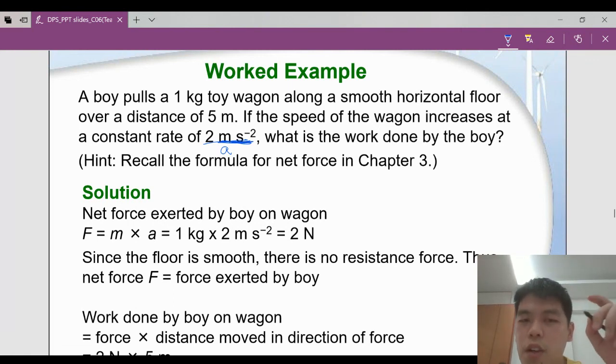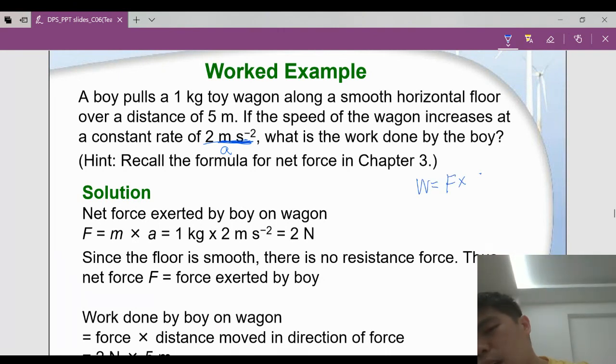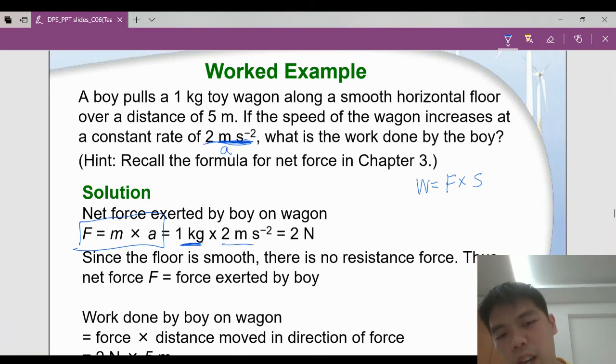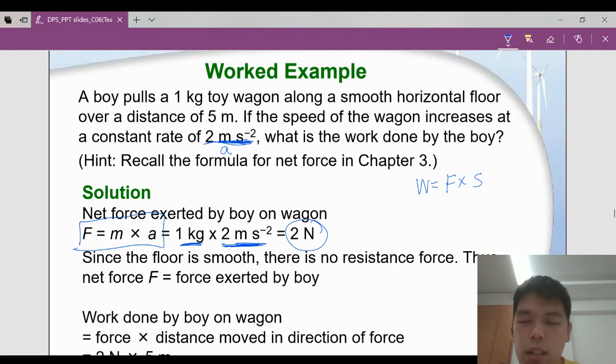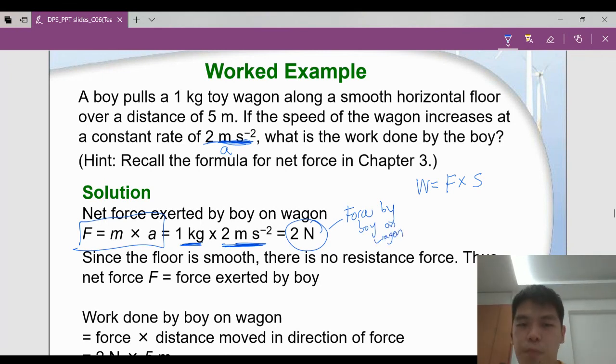So we can immediately first find the force. Why must we find the force? Because work done is equal to force times distance. We do not know the force that this boy pulling on the toy wagon is. So we need to find the force. We know that the wagon moves at this acceleration, so F equals ma. The wagon is 1 kg. The wagon is moving at this acceleration. We can find that the force exerted by the boy on the wagon is equal to 2 newtons.